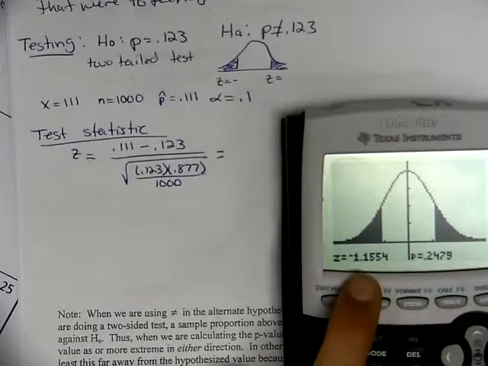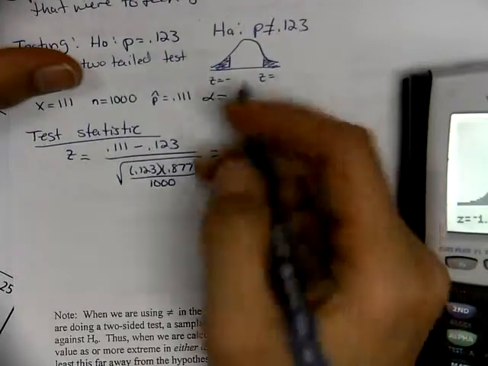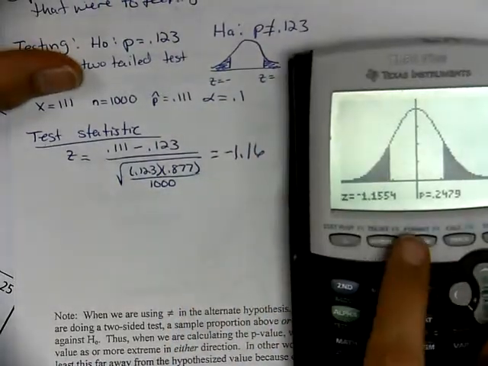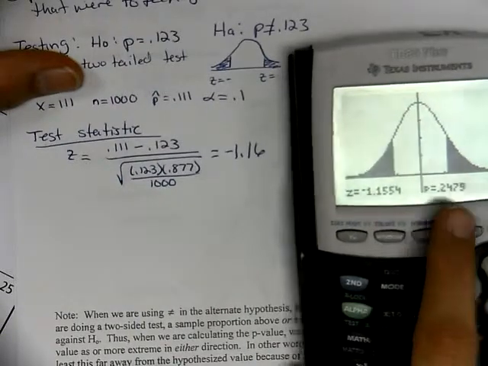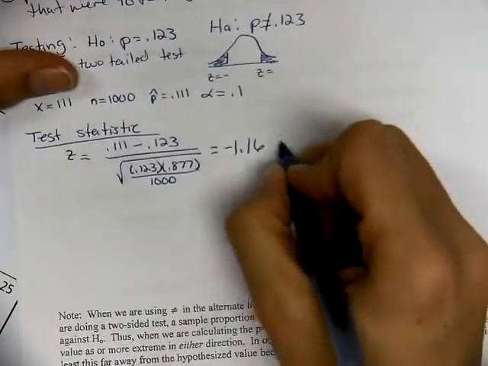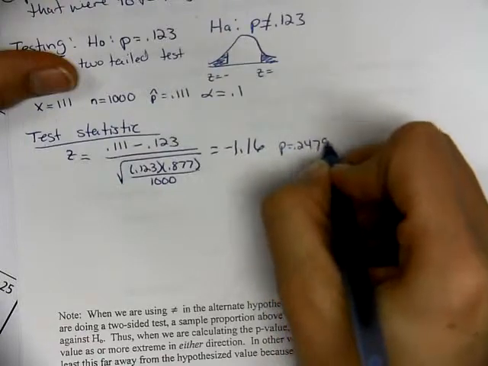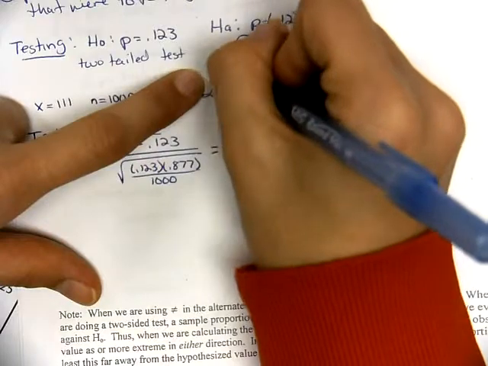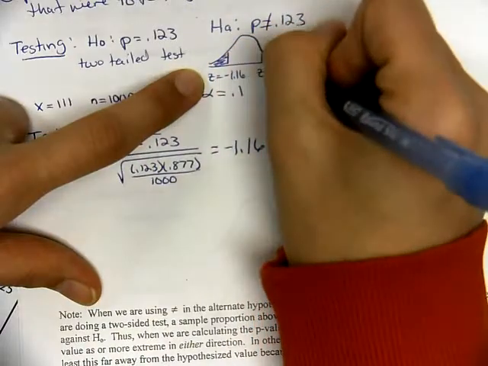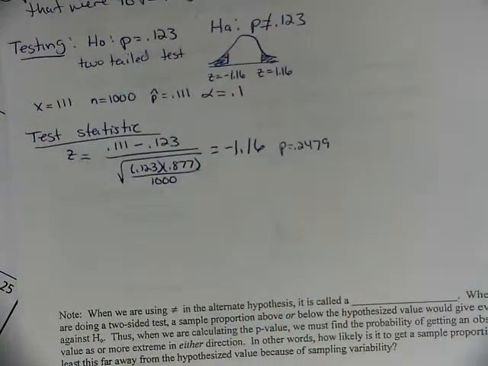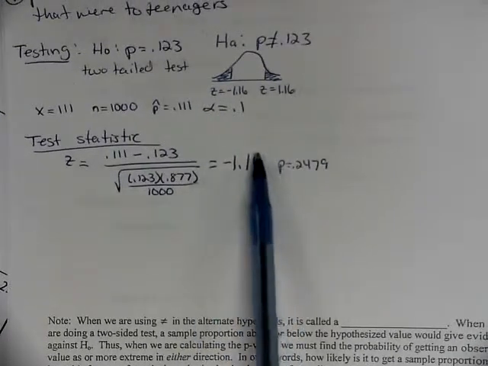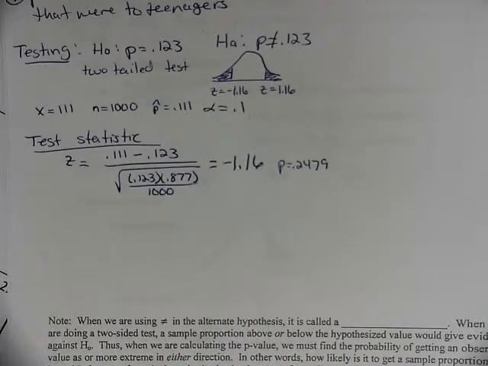So it gives you a z-value of negative 1.16. And you can round to the nearest hundredth. p equals 0.2479. When you go back to put in your picture, do the positive 1.16 and the negative 1.16. I wrote it and said it backwards, but basically what they do is they take the probability of the negative and they multiply it by 2 because it's a two-tailed test.